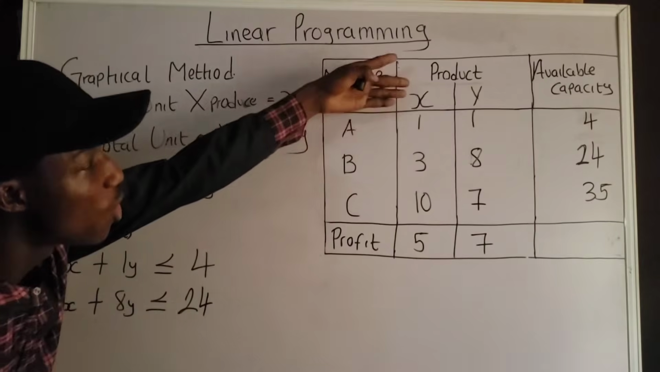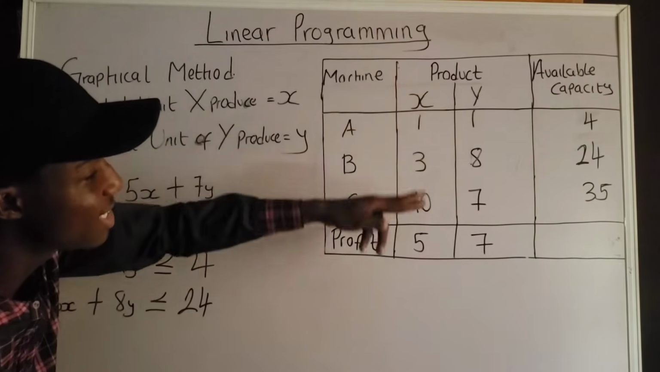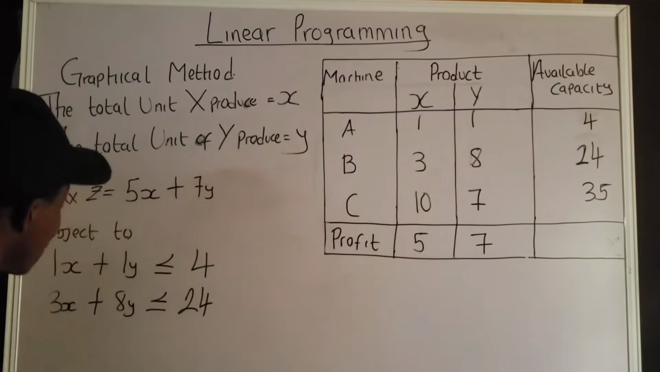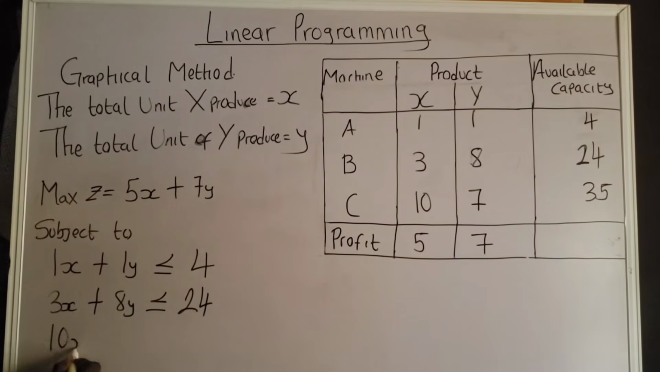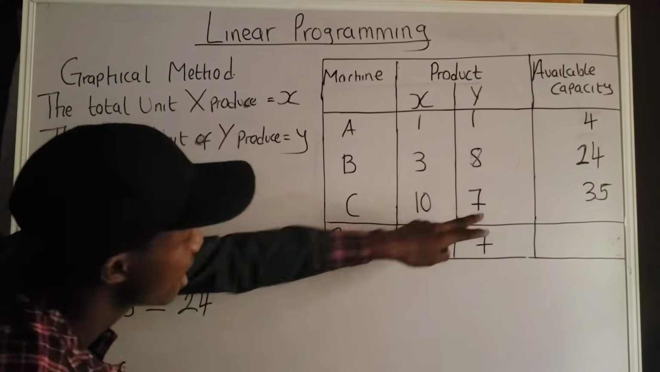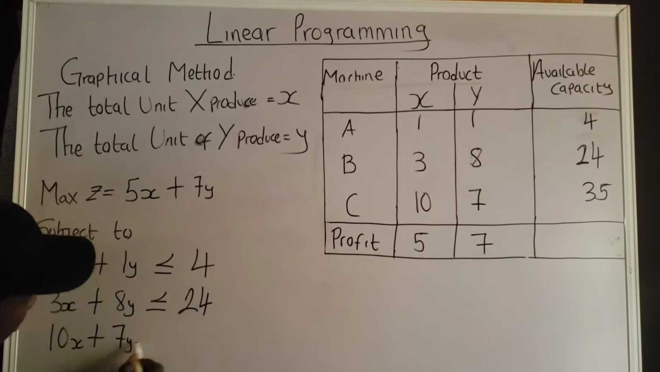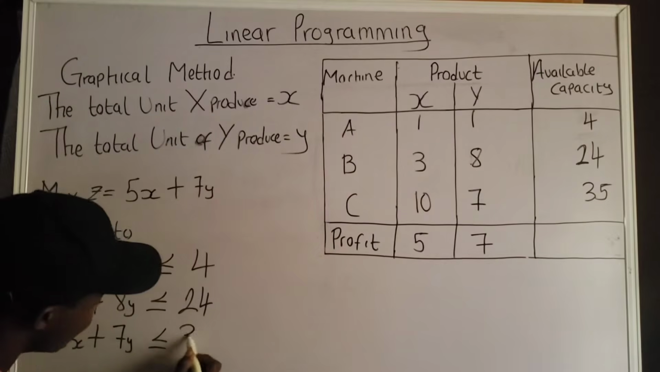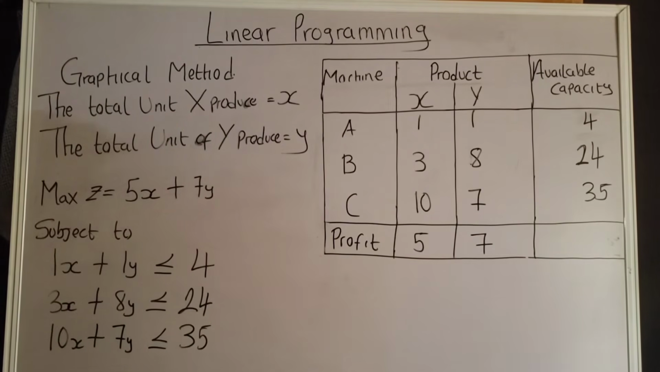So to produce 1 unit of product X, I still need to make use of what? 10 hours of machine C. So I'm going to have 10x plus 7y is less than or equals to 35. You get what I'm saying? 35. So I have gotten the objective function and the constraint.